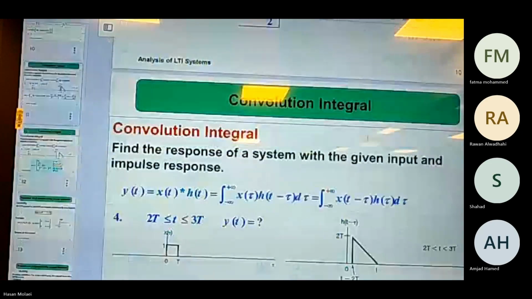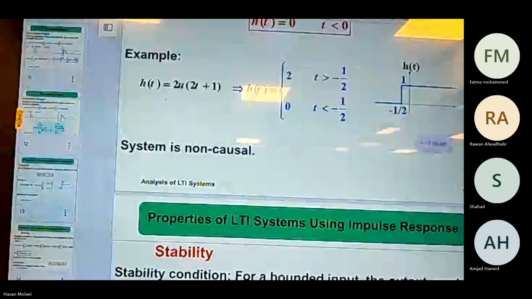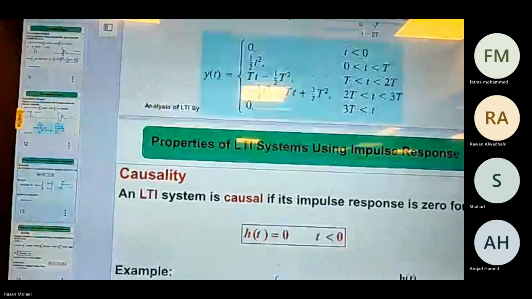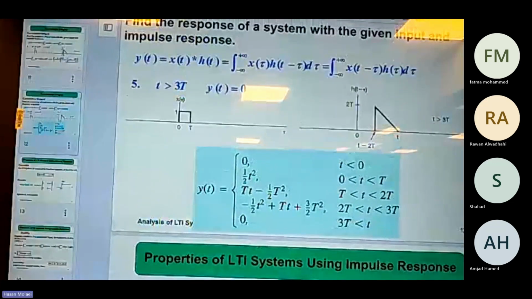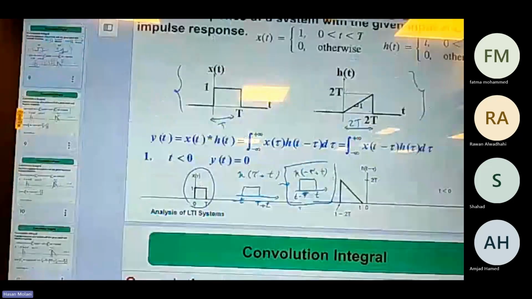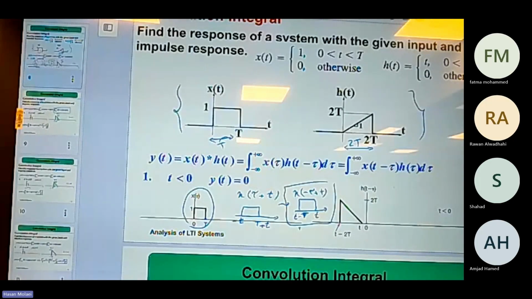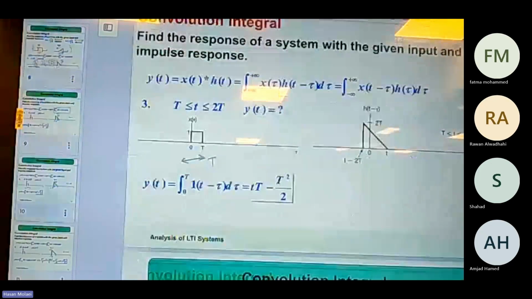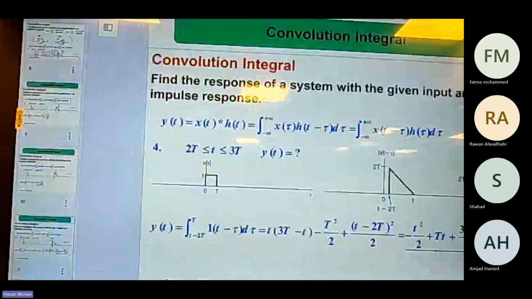Okay. How much is this duration? Yeah, that means it should be the summation of the two input durations. If we add this x and h, the answer should have that duration.